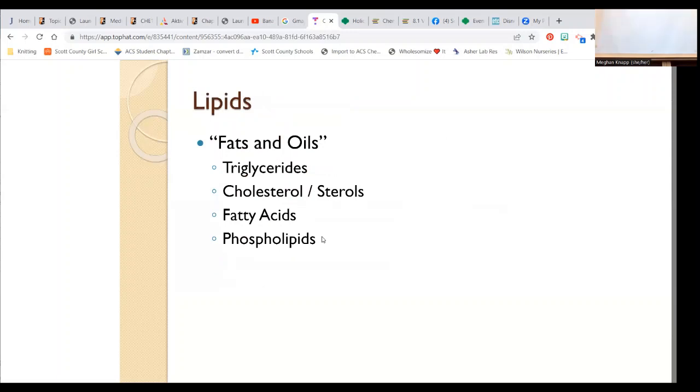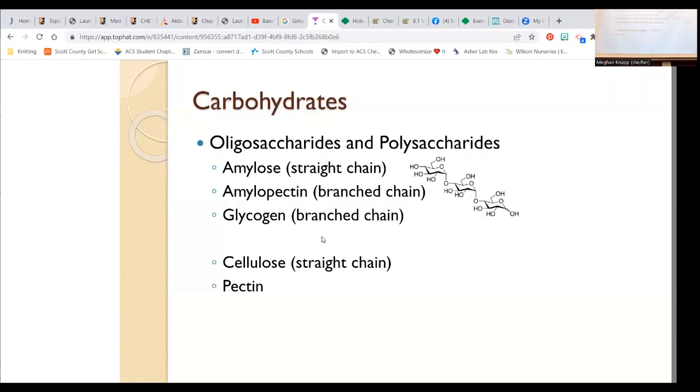Does anybody need this slide anymore? I know, okay, so that's an overview of carbohydrates. We'll talk in a little bit more detail later.